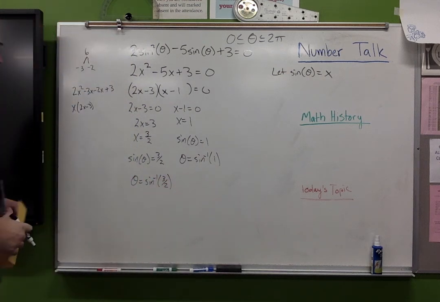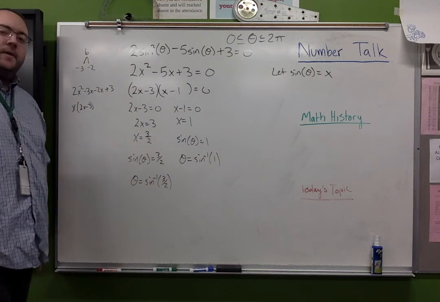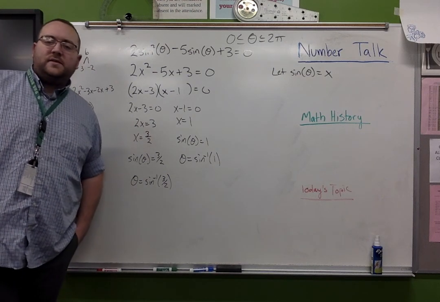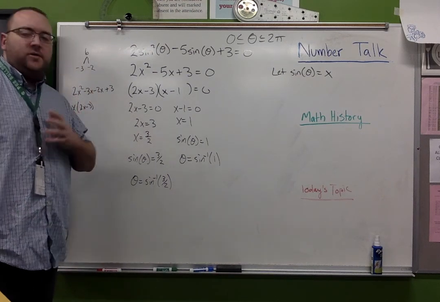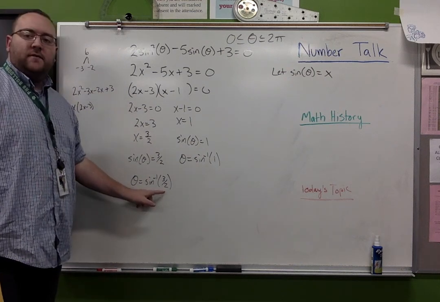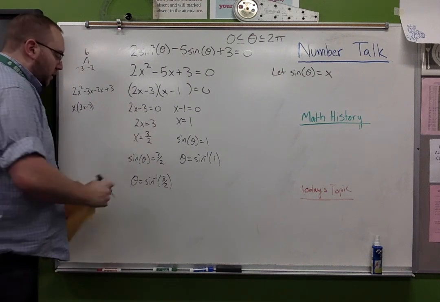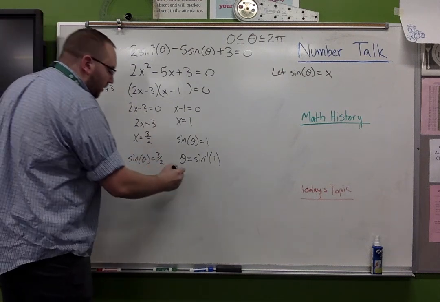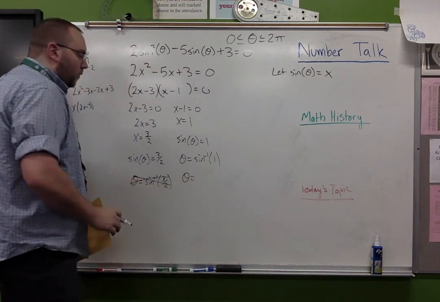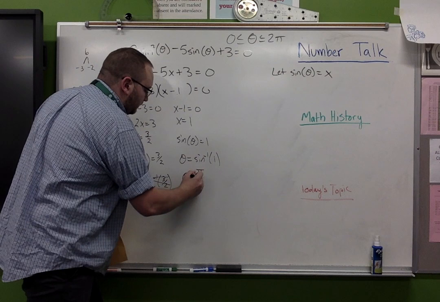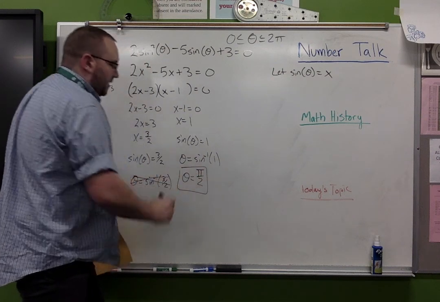All right. What angle, when you take its sine, gives you 3 halves? Well, none of them, right? Remember, amplitude of sine is 1, so it'll never be greater than 1. This is 1.5, right? It's more than 1. So this is an extraneous solution. We're not going to use it. So how about here? What angle, when you take its sine, gives you 1? Pi over 2. And that's your answer.